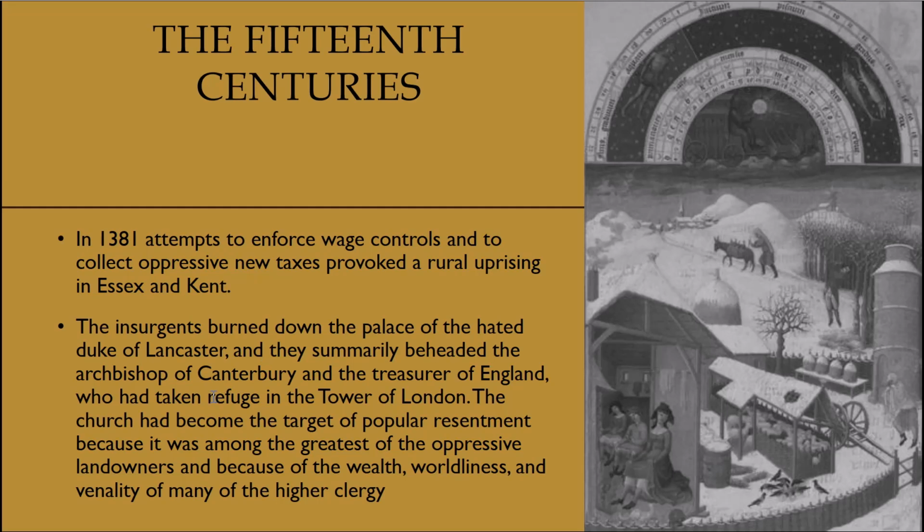In 1381, there were certain attempts to enforce wage controls over people. And the governments of the period wanted to collect more taxes, which of course created an uprising, especially in the rural areas, in Essex and in Kent. Most of these people were unhappy with the new taxes because they believed that they were not making enough money to begin with, and so it would be unfair to try to pay more taxes to the government.